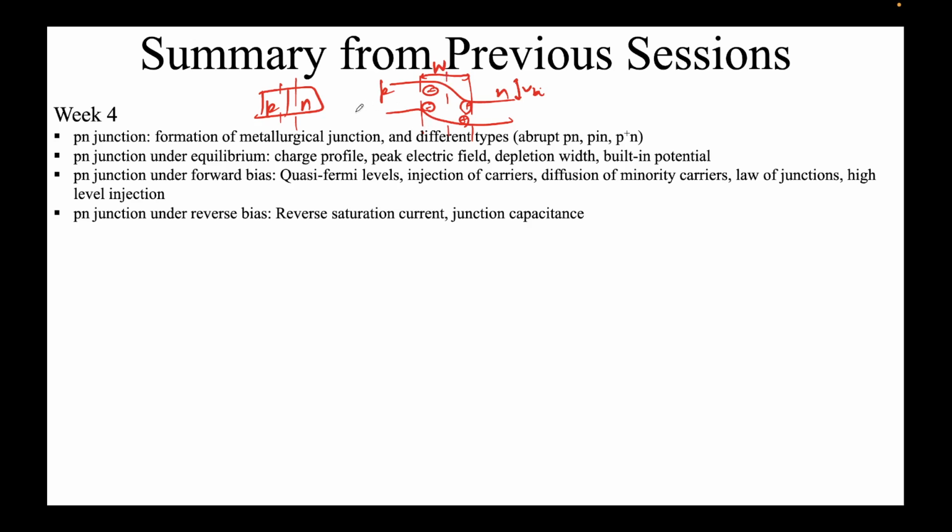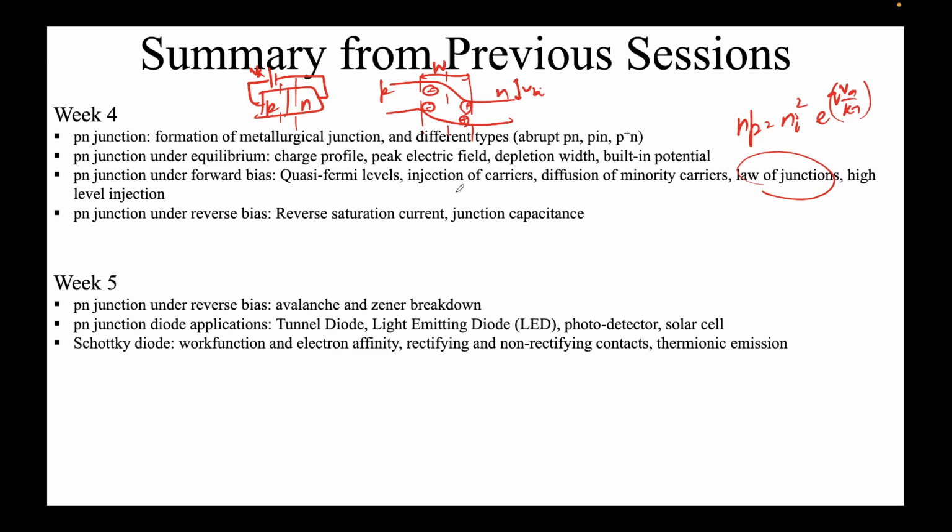And when you forward bias it, that means you apply the positive terminal of the battery to the p, this barrier is lowered, and now the carriers can be injected, and the minority carriers will diffuse across the now shortened depletion length, and they'll recombine on the other side, and the circuit is complete. We saw the law of junctions in the sense that np equals ni squared e to the power qVa over kT. Va is the applied potential, the forward bias that you are applying.